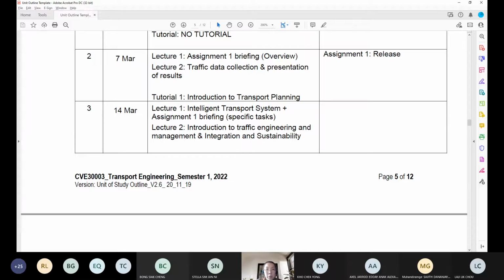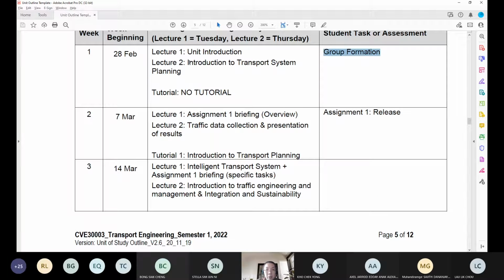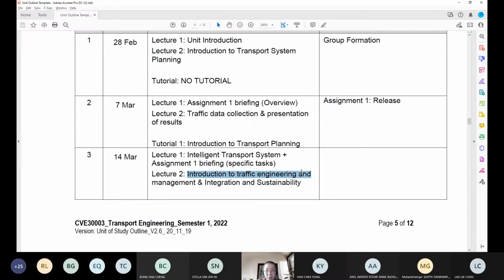Week 1, transport system planning. Week 2, traffic data collection, presentation of results. Week 3, introduction to traffic engineering management, integration and sustainability. So week 1 to week 3, we will look at transport planning and management. Just now I said there are four main topics. Week 1 to week 3 will cover the first main topic, which is transport planning and traffic management.